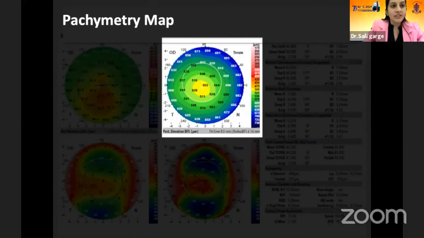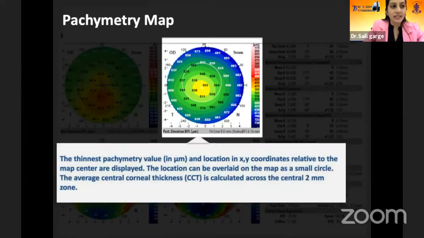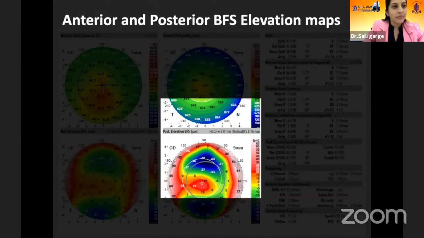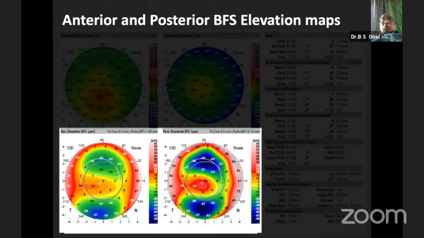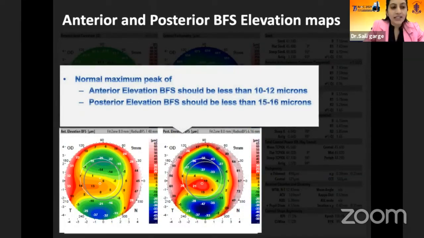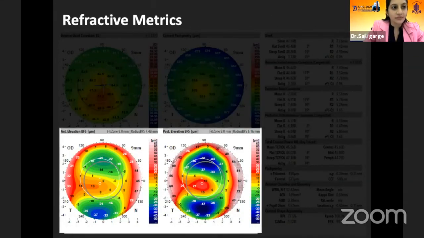The thinnest pachymetry value in microns and location in XY coordinates relative to the map center are displayed. The location can be overlaid on the map as a circle. The average central corneal thickness is calculated across the central 2 mm zone. Normal maximum peak of the anterior elevation best fit sphere should be less than 10 to 12 microns, and for the posterior, it should be less than 15 to 16 microns.